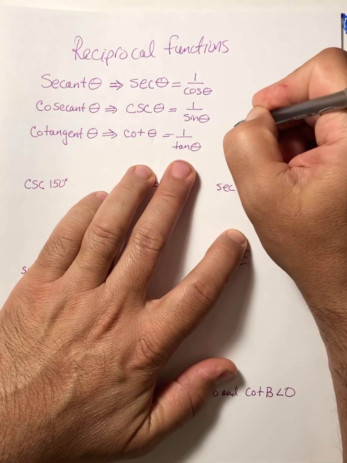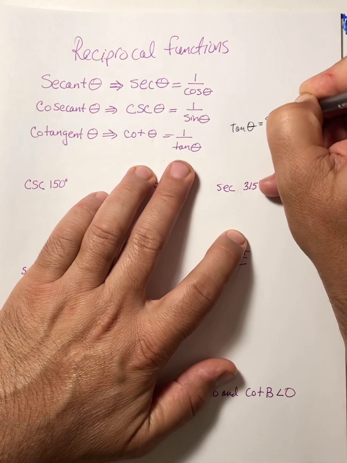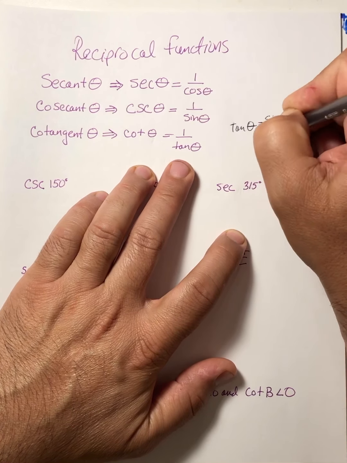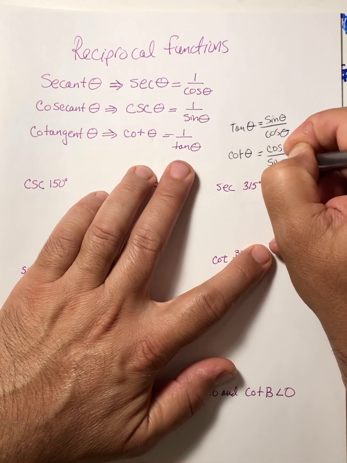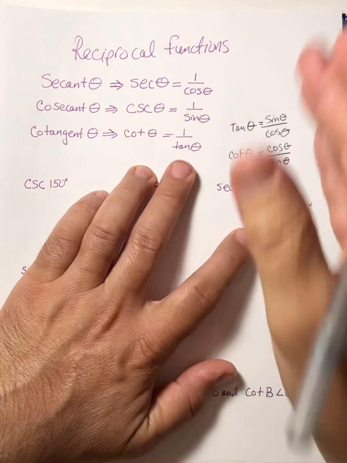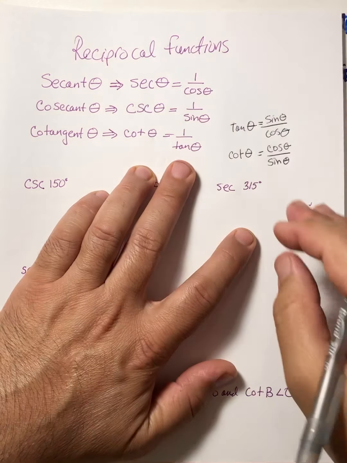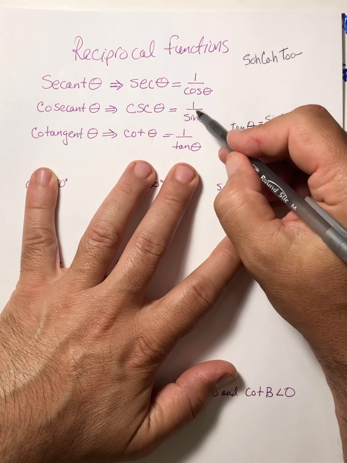Remember, tangent of theta is equal to sine of theta over the cosine of theta. Well, the reciprocal then means the cotangent of theta is equal to the cosine of theta over the sine of theta. Okay, what are we going to do with all this information? Well, we still have to remember our SOHCAHTOA. So if we know the sine of something and we want the cosecant, we just have to flip it over, do the reciprocal of it.